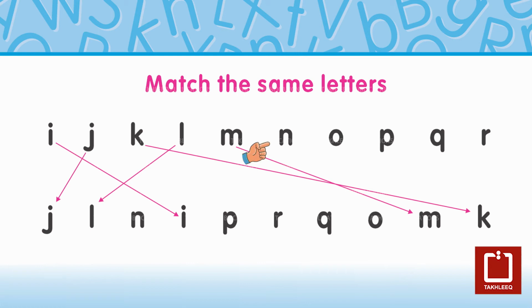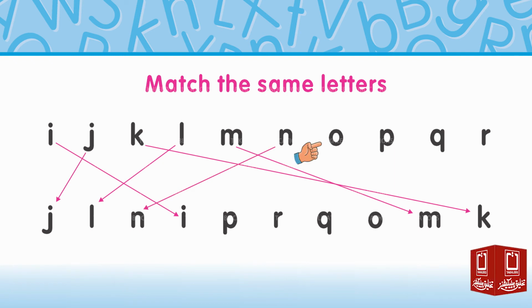This is small letter N. Now we search small letter N in the second row. J, L, N. Yes, this is small letter N. So we match both small letters N.